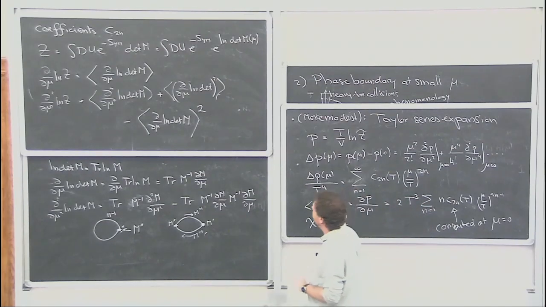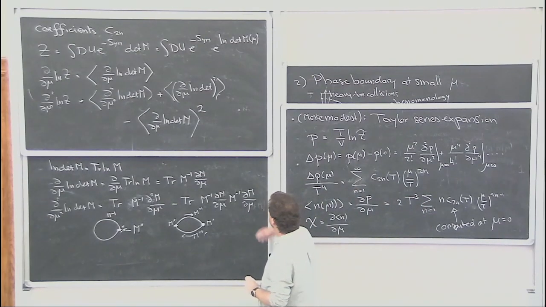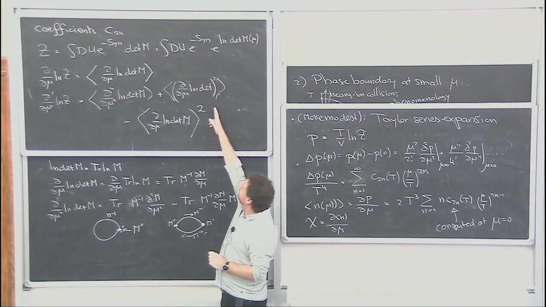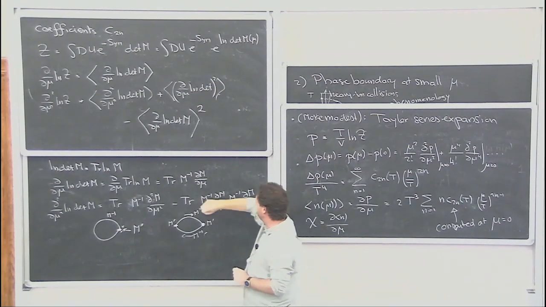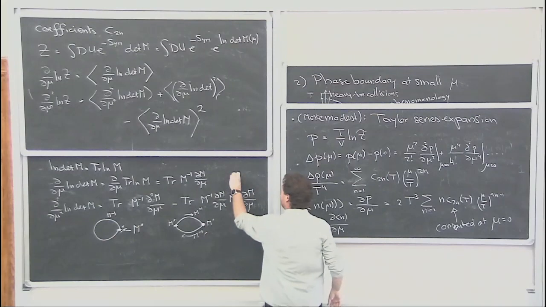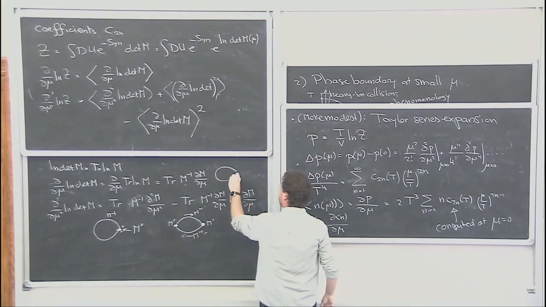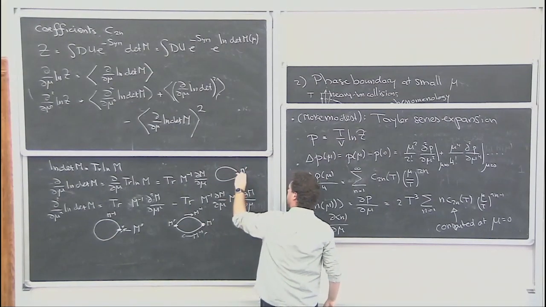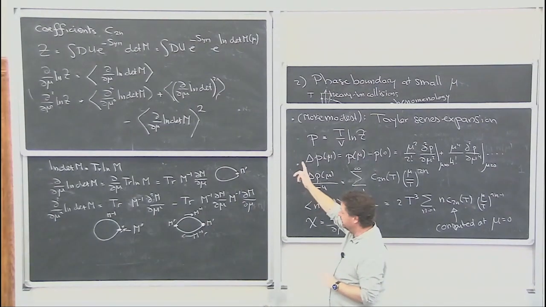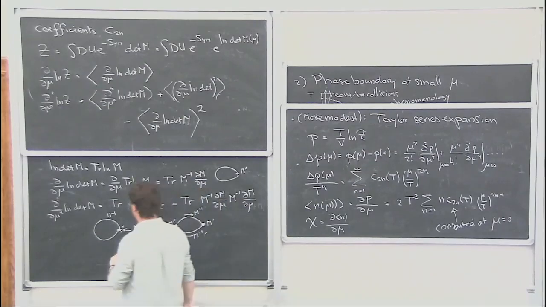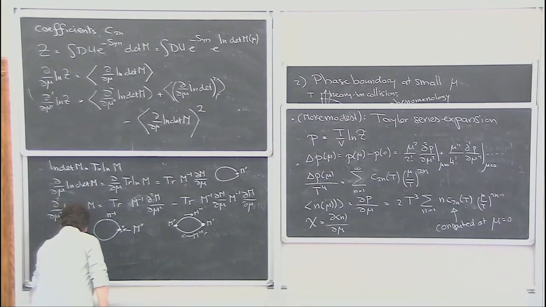But the problem comes when I look at the term with a square here, up here. So this is the first derivative of log det M squared, and the first derivative is this one. This again is just a closed loop like this with an M prime in the middle. But if I square this before taking the expectation value, I find something like this. So d mu of log det M squared.